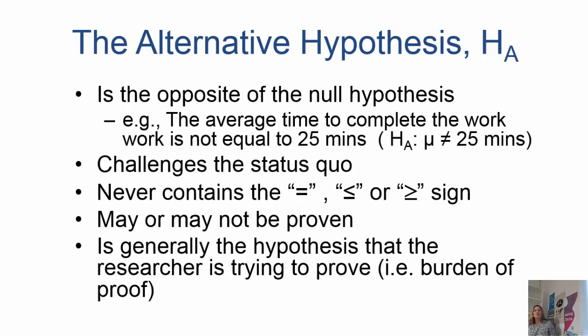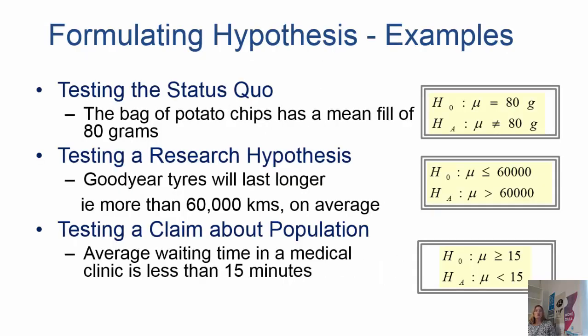The alternative hypothesis is the opposite of the null, and it's often easier to write this one first. For the research question about the average time to complete a piece of work, the alternative hypothesis would be HA or H1: mu does not equal 25 minutes. The alternative hypothesis never contains the equal sign, but instead will contain a not equal to sign or a less than or a greater than sign. If we have enough evidence to reject H0, we will then conclude with H1. So in this example, we would conclude that the average time to complete the piece of work is not 25 minutes.